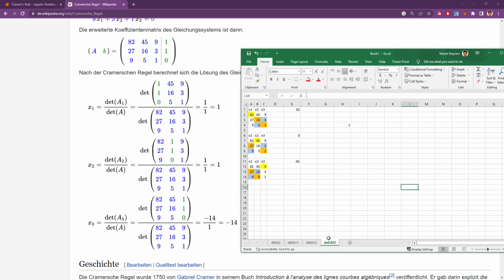Now with the determinant 3, we do pretty much the same thing. We replace 1, 1, 0 on this one, 1, 1, 0 on this one, and 1, 1, 0 on this one, and it's minus 14. So this is how we get all these values, 1, 1, and minus 14. Then at the end, we get 1 divided by 1, 1 divided by 1, 14 divided by 1 here. And this is how we get x1, x2, x3, or in the other way, x, y, and z, as you probably see them usually in mathematics.